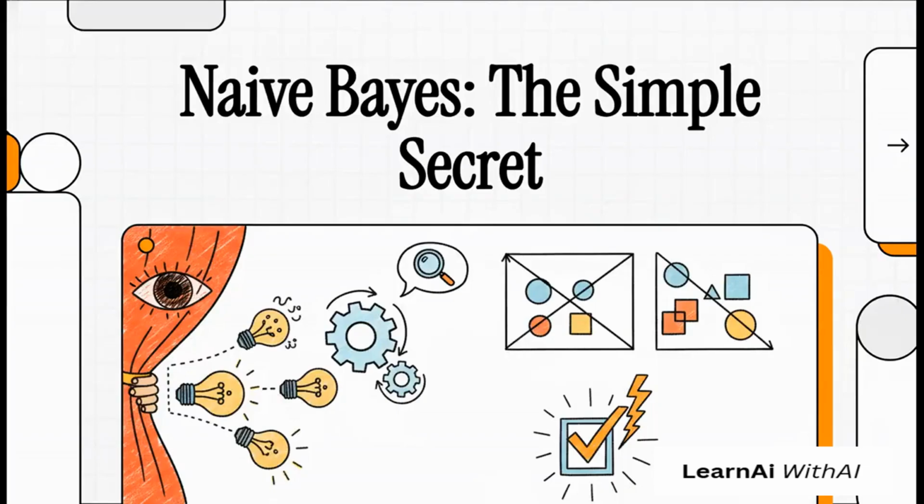We're about to pull back the curtain on a piece of tech you probably use every single day without even knowing it. It's got this kind of complicated sounding name, naive Bayes, but I promise you, the idea behind it is incredibly simple, and honestly, it's surprisingly powerful. So, let's just dive right in.